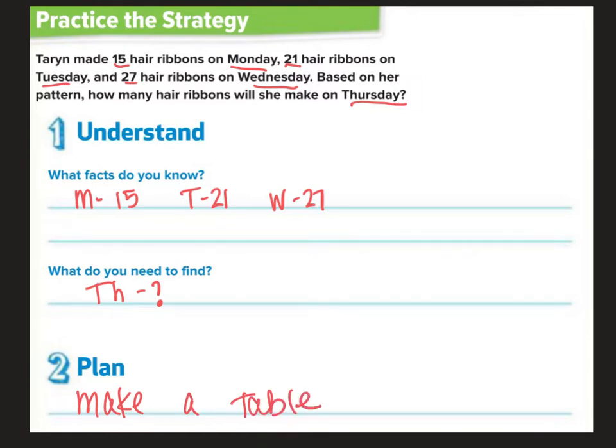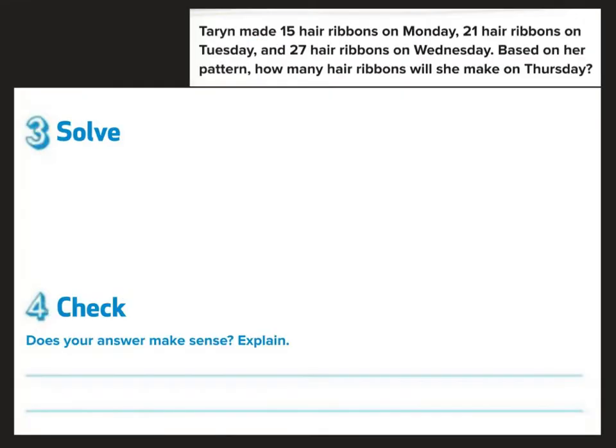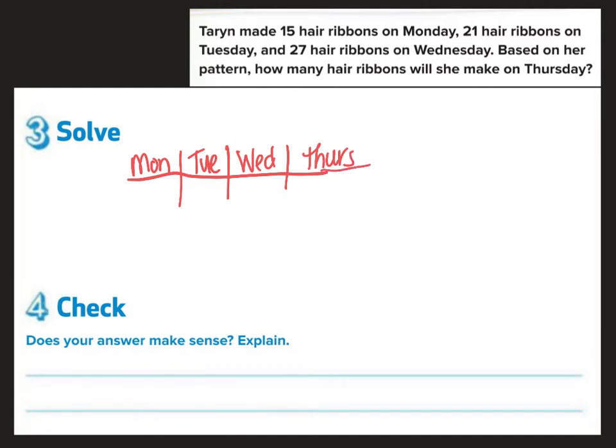That's how I'm going to solve this one. I'm going to put the information into a table and try to extend my pattern by the next term. So here we go. I'm going to put Monday, Tuesday, Wednesday, Thursday. Okay, so we know Monday was 15, Tuesday was 21, Wednesday was 27.